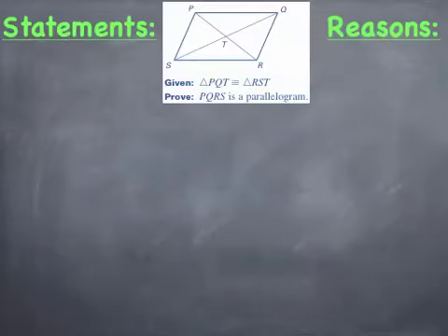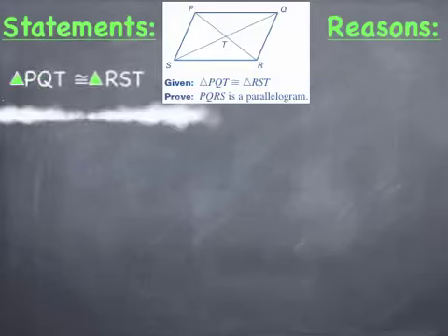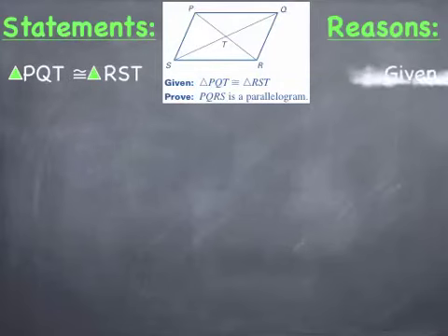This first example says that we are given that triangle PQT is congruent to triangle RST, and they're asking us to prove that PQRS is a parallelogram. The first thing we need to start with is our givens. Remember that in a parallelogram, just based on the picture that we're given, PR and QS would be the diagonals of the parallelogram, if it is a parallelogram.